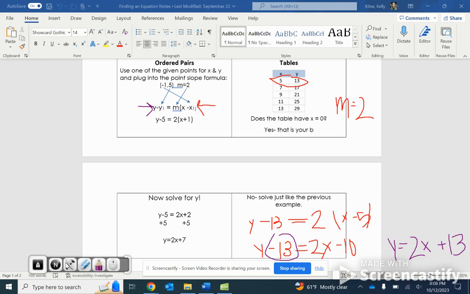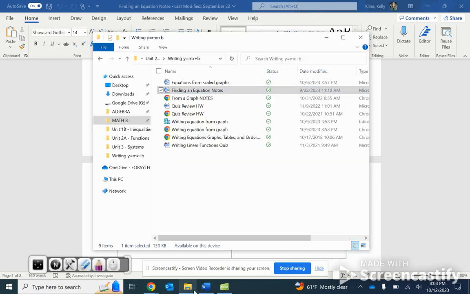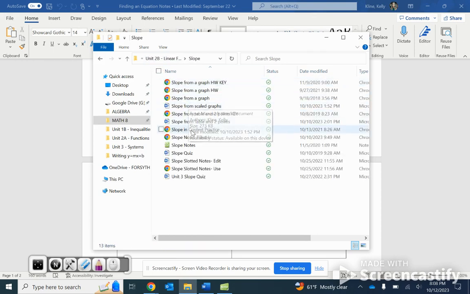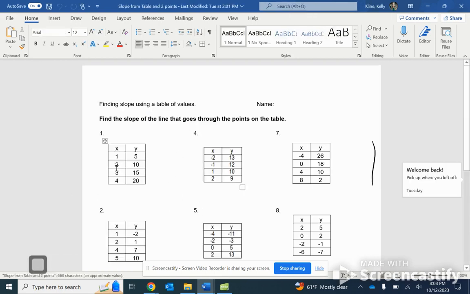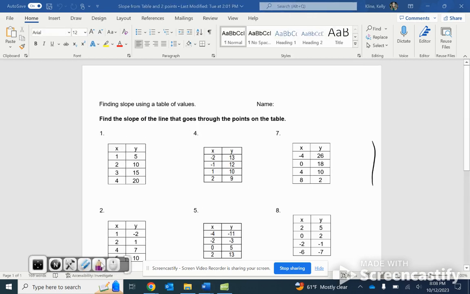So if you were finding an equation, if we look at some of our stuff earlier, if we were looking at this first table right here, the way that we would do this is we would first find the slope. We did this a few days ago. So the slope was 20 minus 15 is 5, and 4 minus a 3 is a 1. So the slope here was 5 over 1, or 5. Okay, when you know that, you plug it into the formula.